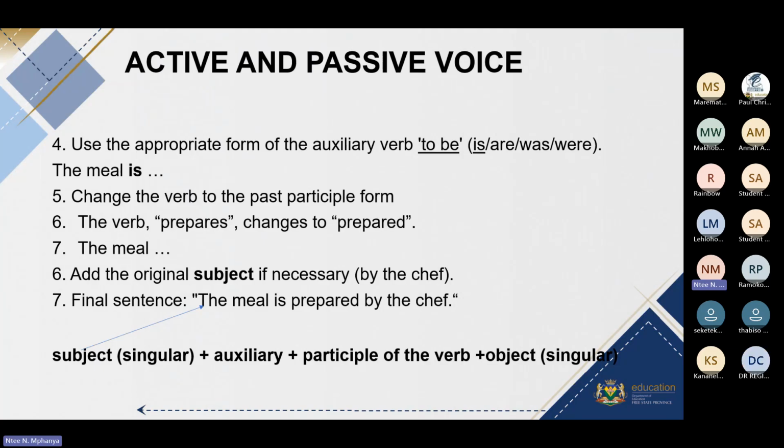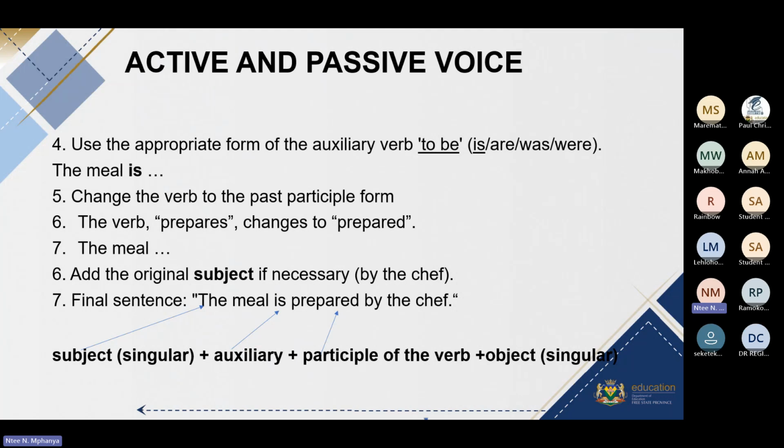Here it is. The object is singular. Then you add the auxiliary verb is because our object, the meal, is in present tense and in a singular form and is a third person. And the participle of the verb prepares becomes prepared. And who does that? It is optional: by the chef.